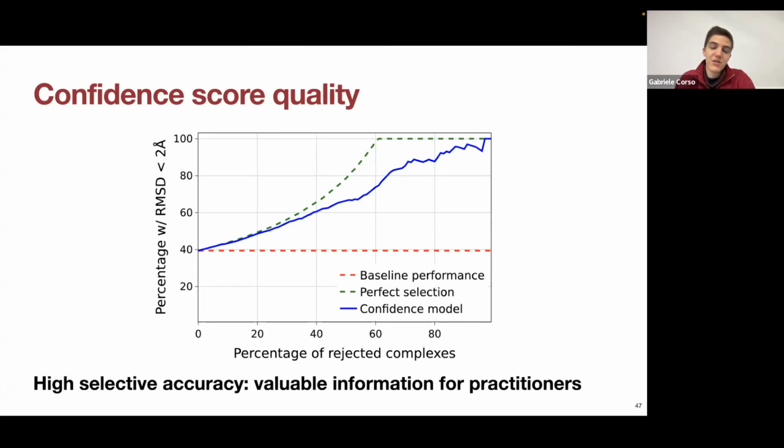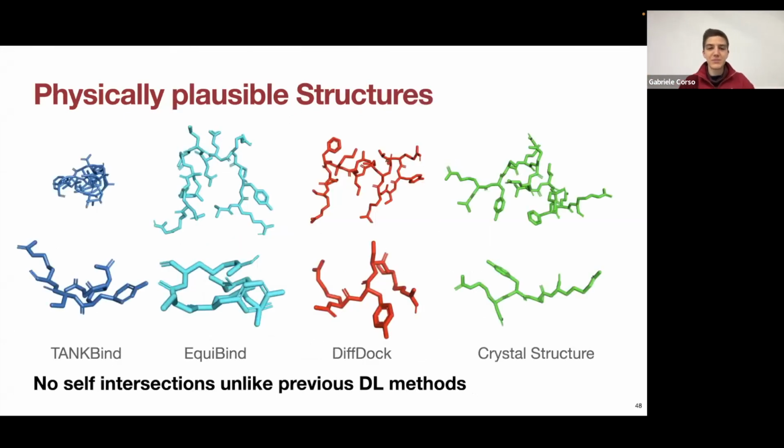And also, not only is it good in the selective accuracy sense, it is also very helpful to have high selective accuracy for practitioners who maybe are in exactly or a very similar scenario to this. Okay, but then let me finish by showing some predicted structures, some more images.